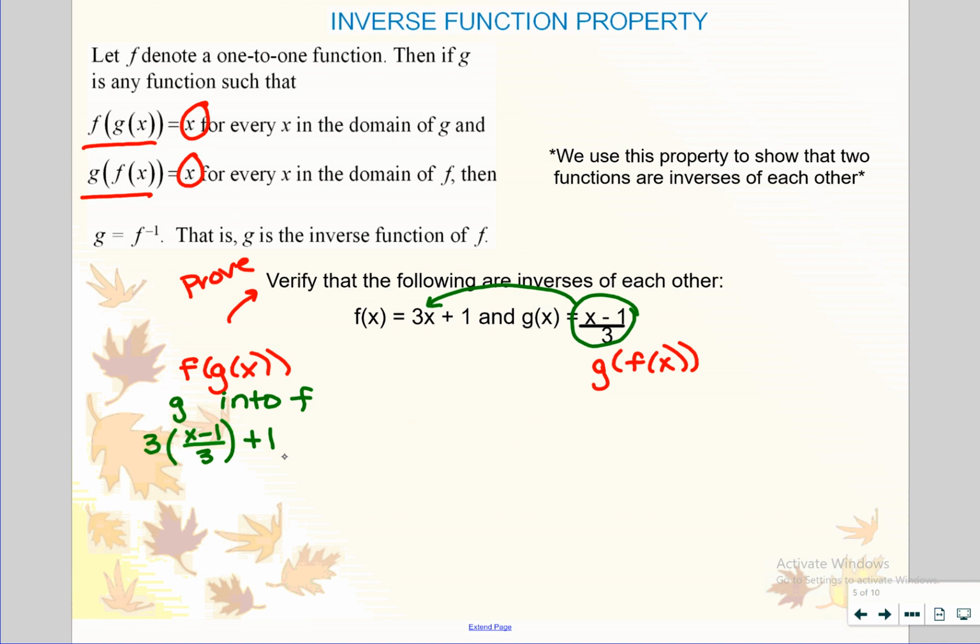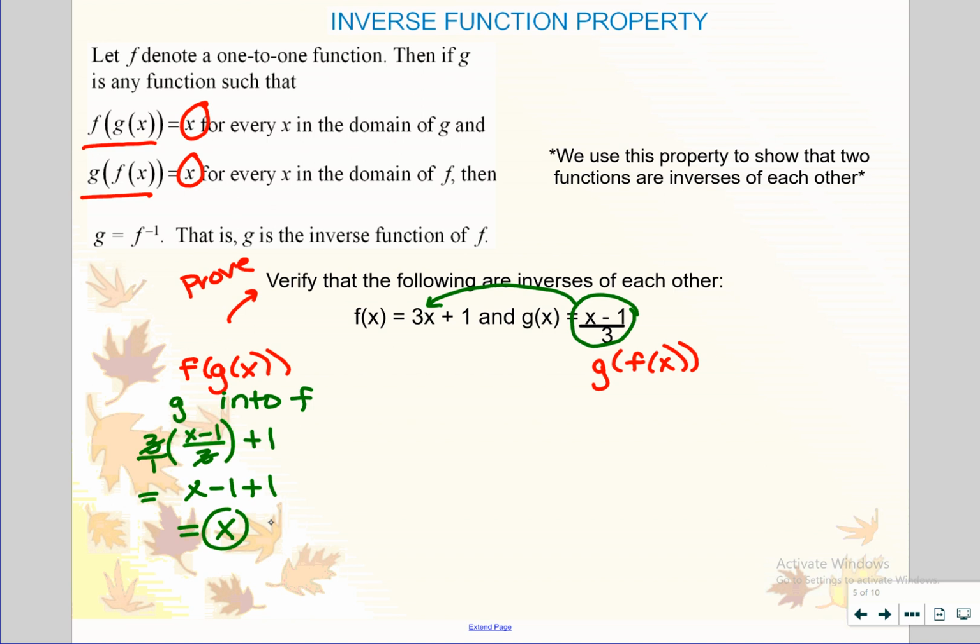Okay. Let's simplify. What can I do first here? I don't have to distribute here, though. That 3 is over 1. I have a 3 on top and a 3 on the bottom. What's going to happen with my 3's? They're going to cancel. x minus 1 plus 1. And what am I left with? x. Good.